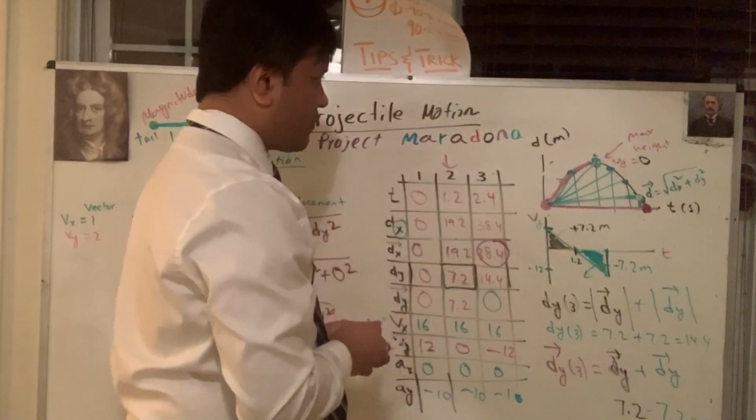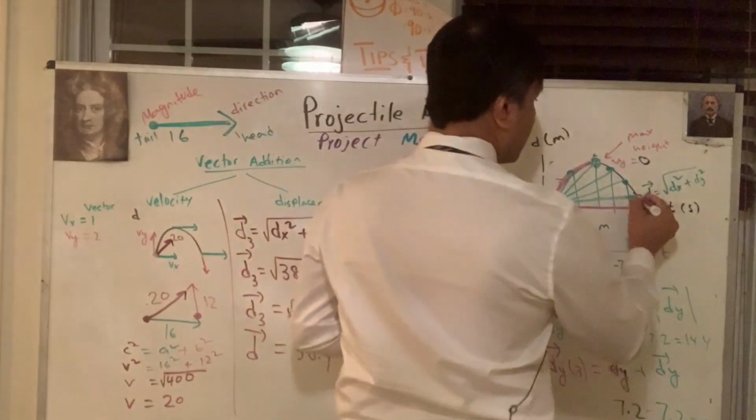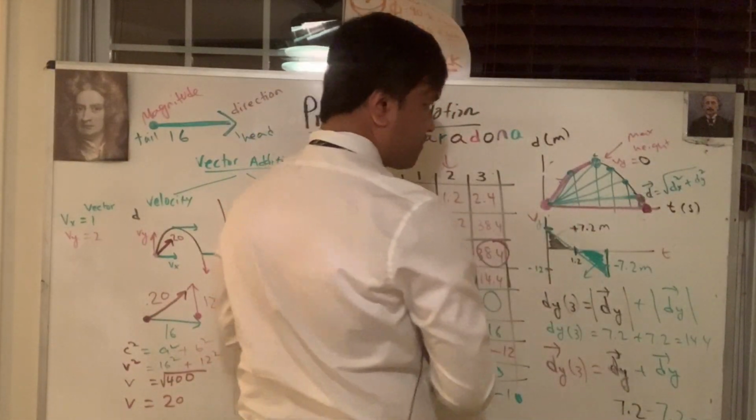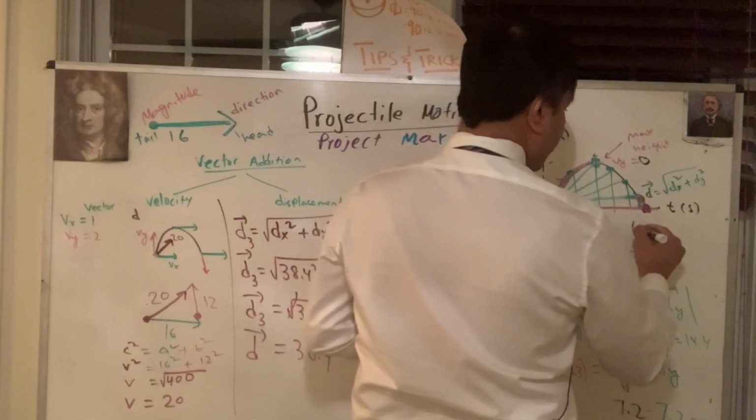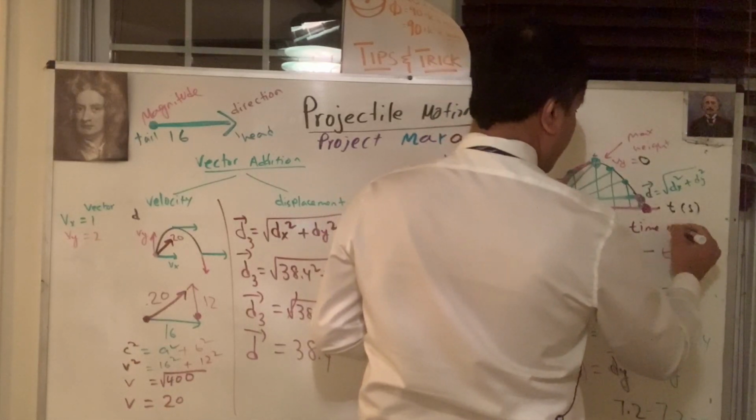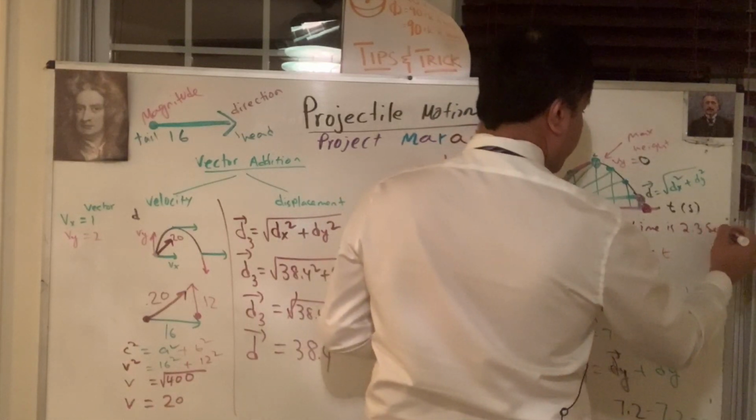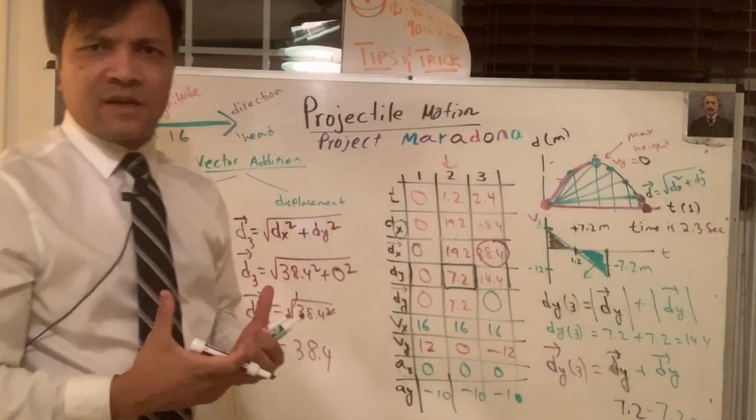Okay, but I want you to find the displacement right here. I'm going to give you the time. When the time is 2.3 seconds, just before the ball hits the ground. That's the homework.